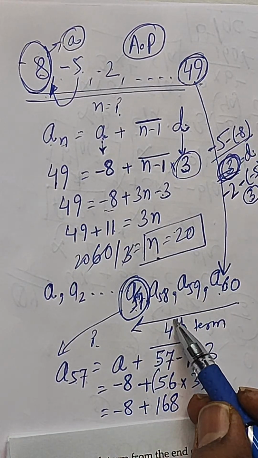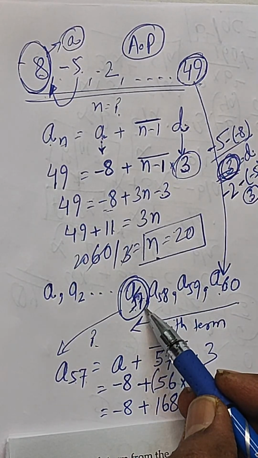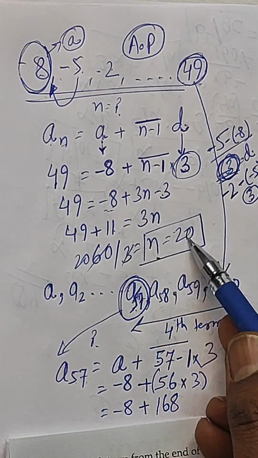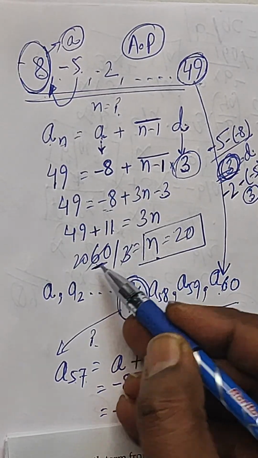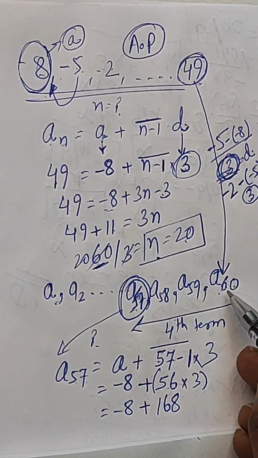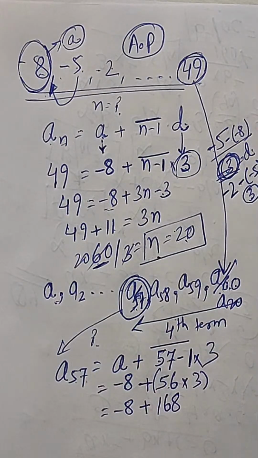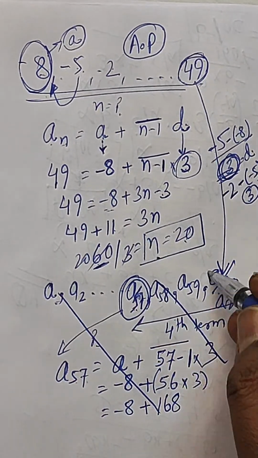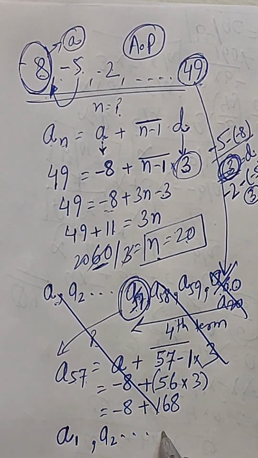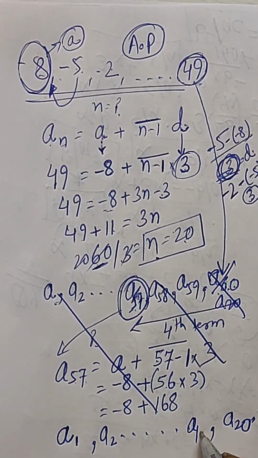The fourth term from the end will be the 57th term. Have we calculated it correctly? Let us see. The value of n was calculated as 20, not 60. We took 60 over here, so we made a mistake. It should not go to 60; it should be 20. The last term will be the 20th term. So let me correct it. This step will not be there. The terms will be a1, a2, and so on till a20. Before a20, it is a19.